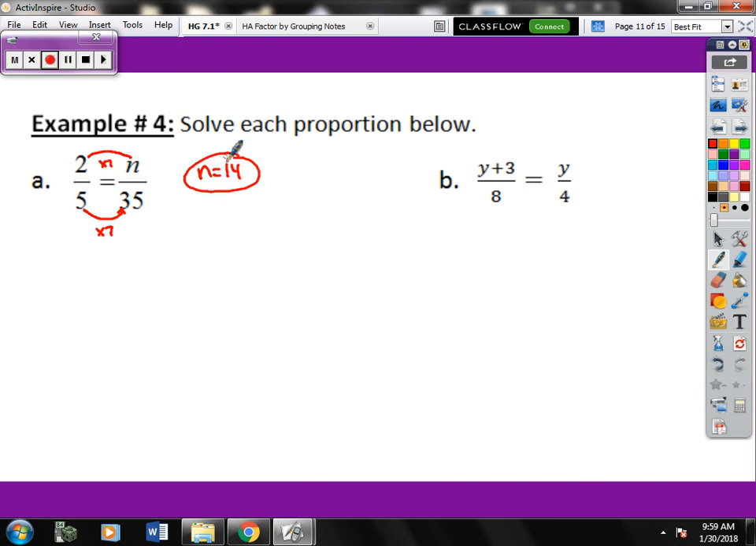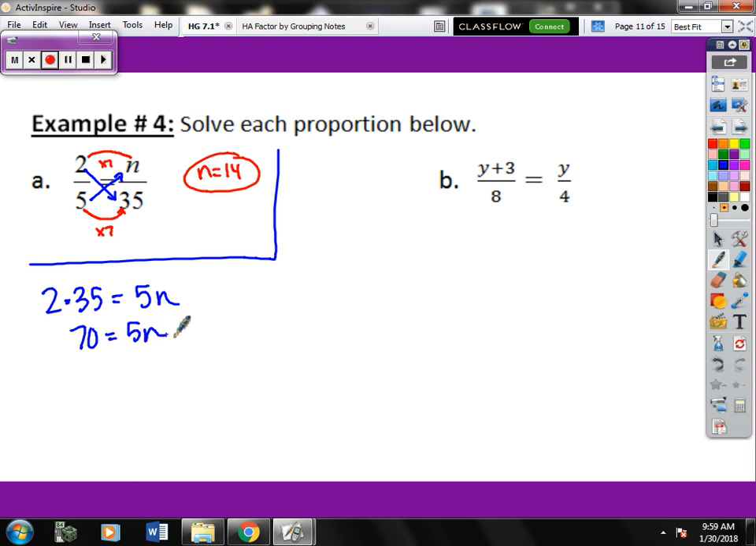But if you were to cross multiply, we would have 2 times 35, which gets me 70. But I'll write the work out for right now. Equals 5 times n. 2 times 35 again is 70. And you solve using inverse operations. Divide by 5, divide by 5. We get our answer, which is n equals 14. But obviously, sometimes it's easier to do it without cross multiplying.